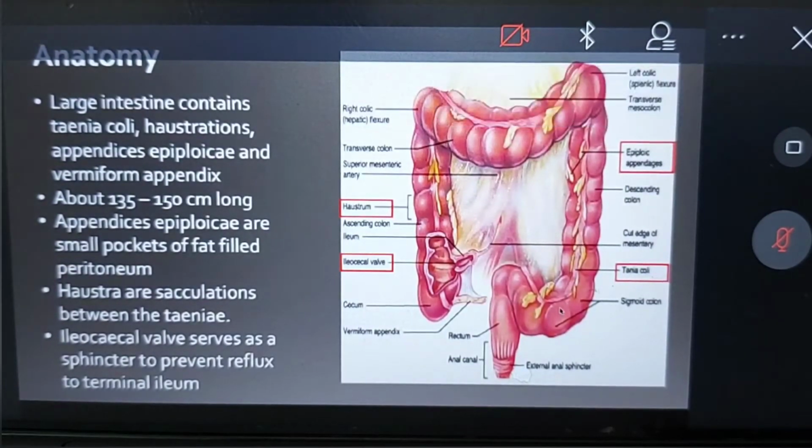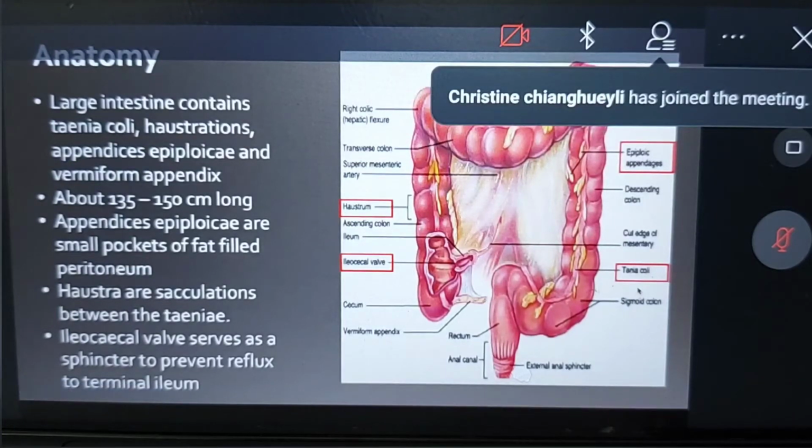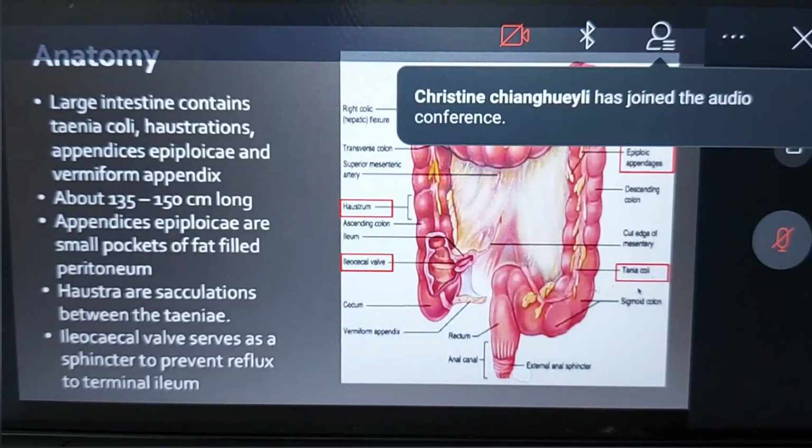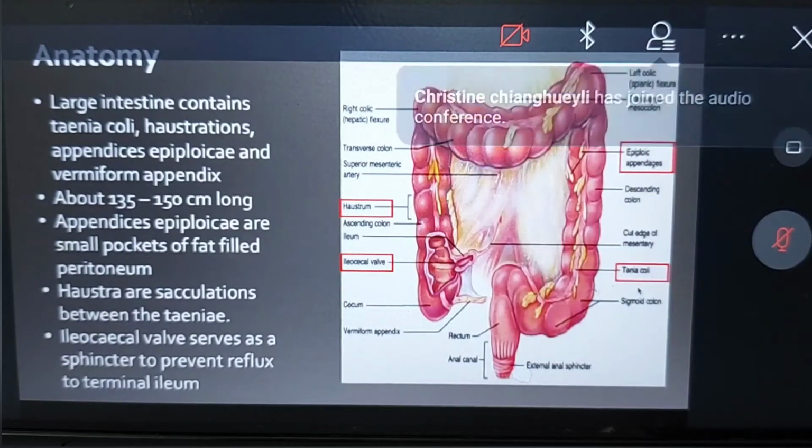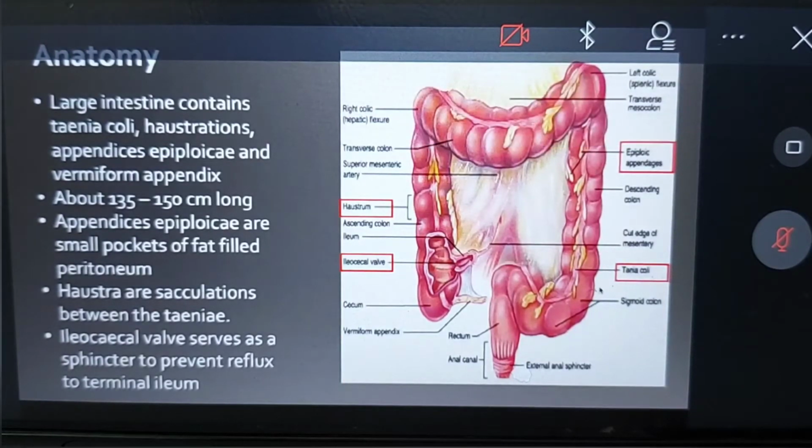The colon, or large intestine, extends from the ileum to the cecum, ascending colon, transverse colon, descending colon, sigmoid colon, and rectum. The average length is about 135 to 150 centimeters. The ascending and descending colon are fixed, but the cecum, transverse, and sigmoid colon are mobile. This mobile structure can usually undergo twisting or volvulus.